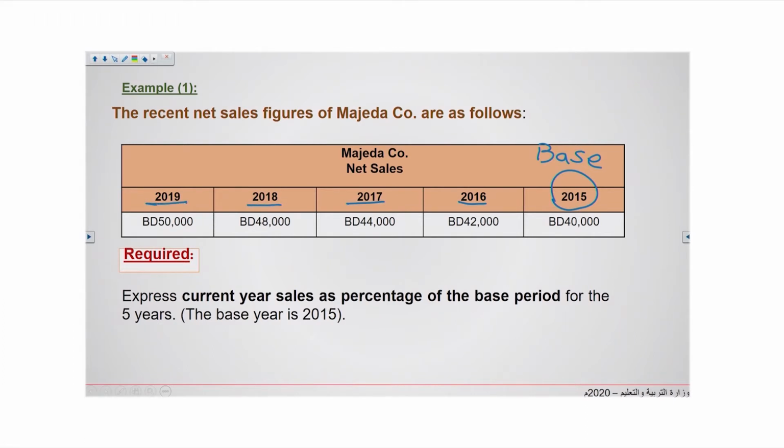Okay, let's see what's required. Express current year sales as percentage of the base period for the 5 years. Okay, the base year is 2015. They told us that the base year is 2015. Let's see the answer.